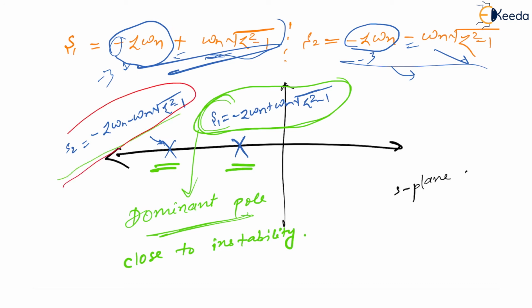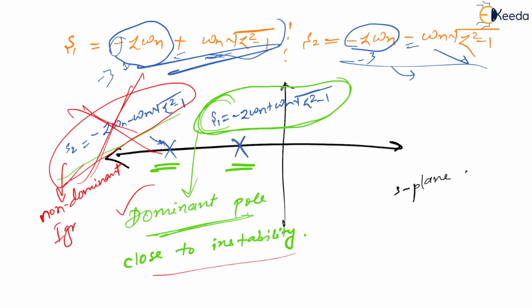Let me take another color. And the pole which is far away, this S2, correct? The pole which is far away from the j omega axis in the left half of S plane is more stable, and it will not at all affect your system stability, performance characteristics. Correct? That is the reason we are not at all interested in analyzing this S2. We are completely interested in analyzing the dominant pole which is close to instability. That is the only simple reason which I would like to tell you. So we can definitely ignore this S2, correct or not? Yes. So by ignoring this, it is called a non-dominant pole.